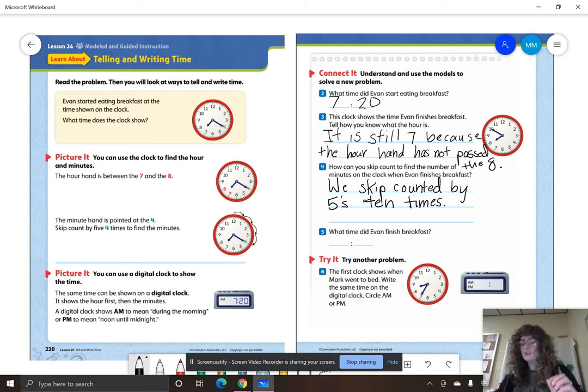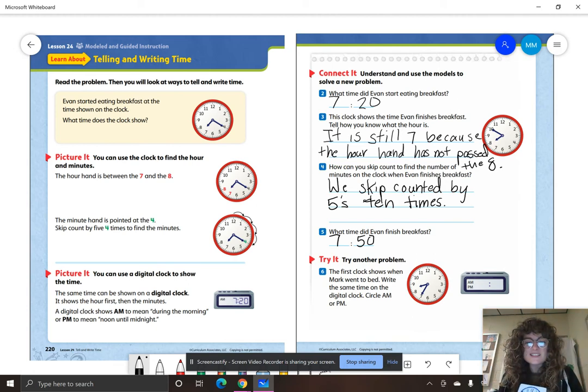All right, so looking at our clock, what time did Evan finish breakfast? Has our hour hand passed the 8 yet? No. So what hour are we still in, Smarties? 7. And what was the minutes when we skip counted by 5s 10 times? What is the minute? 50 minutes. We're getting closer to 8 o'clock.